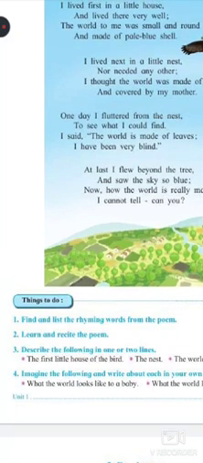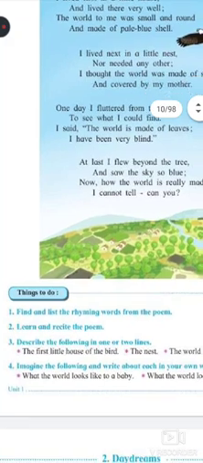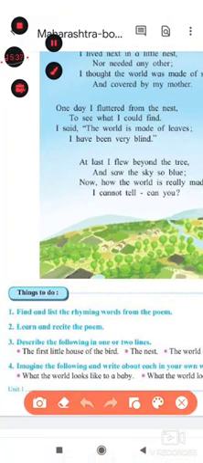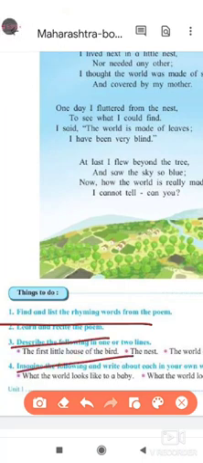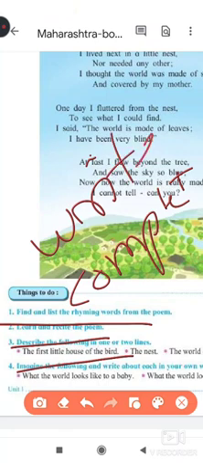Here are rhyming words. You complete the rhyming words. Write this in your book.